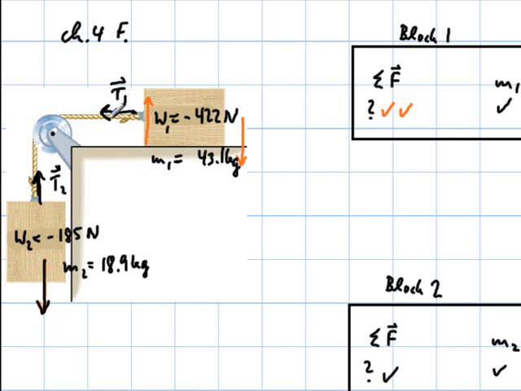But let's look at the tension here. There's a tension in this direction and there's a tension in this direction for this block up. And these two have to obey Newton's third law. Now Newton's third law here and over there say that they have to be equal and opposite.